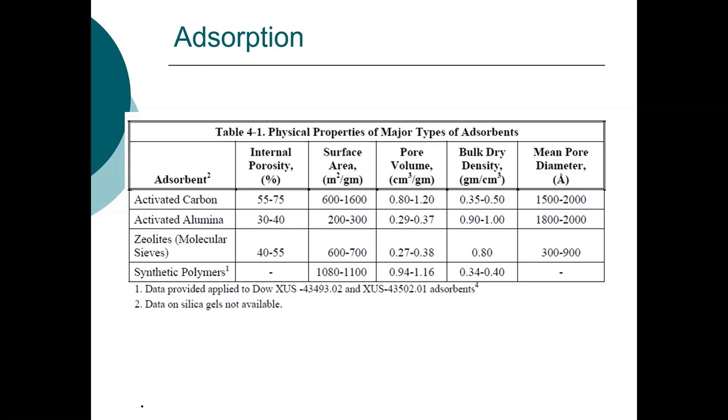Some of the common adsorbents that we use in the industry are activated carbon, silica, and alumina. I've given you this table just to give you a sense of the properties of these materials. And just for reference, a size 5 soccer ball has a surface area of 3.34 times 10 to the minus 3 meters squared per gram of material.